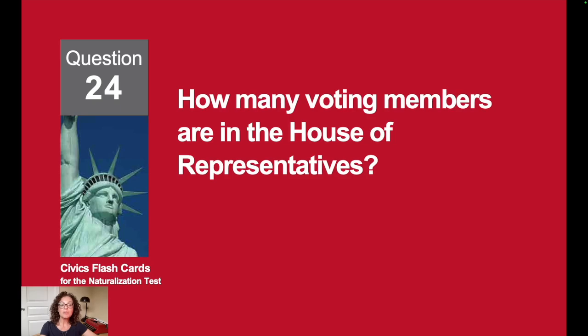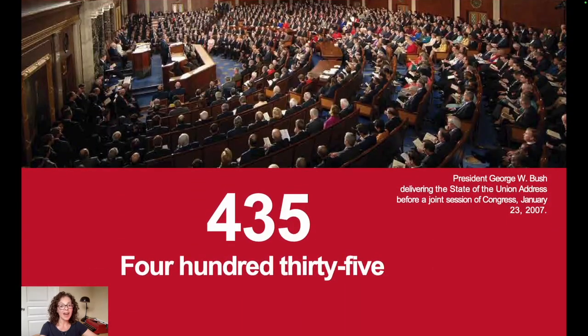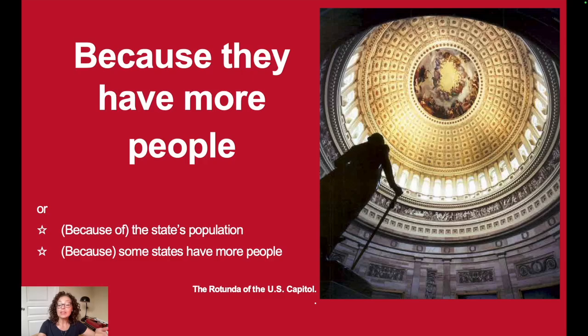How many voting members are in the House of Representatives? 435. Some states have more representatives than other states. Why? Because they have more people.